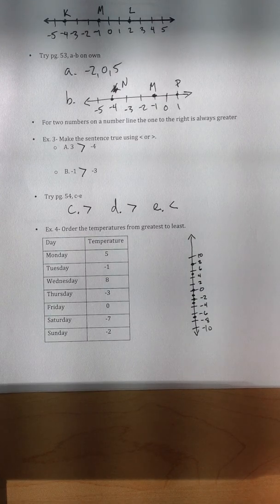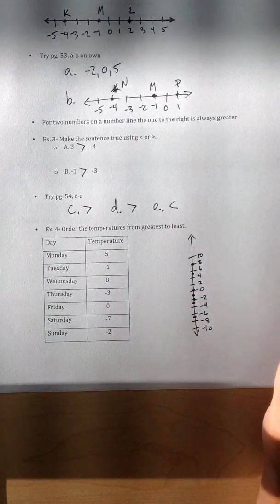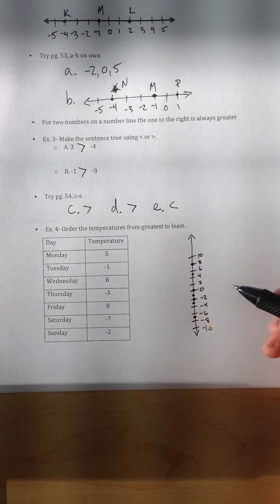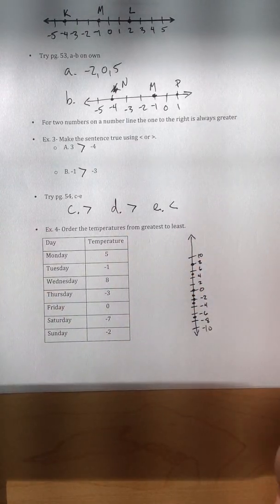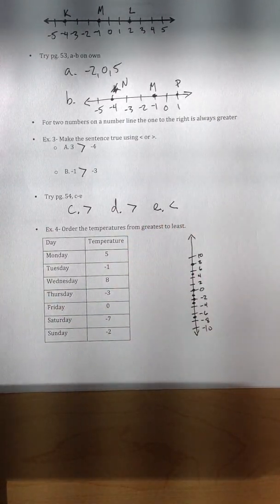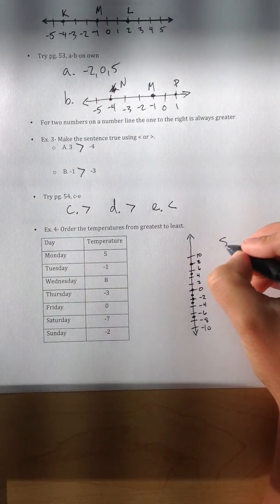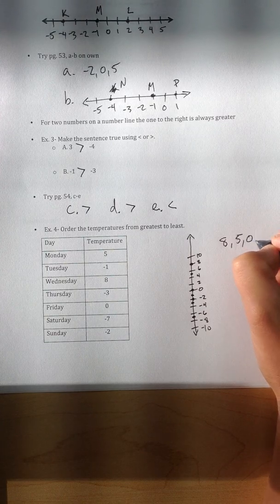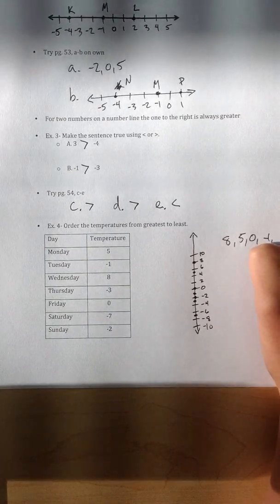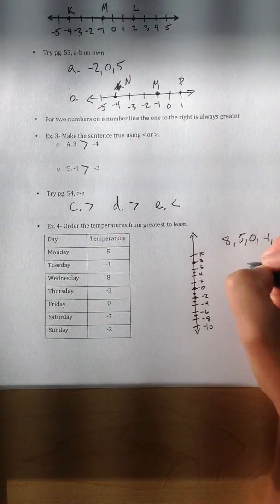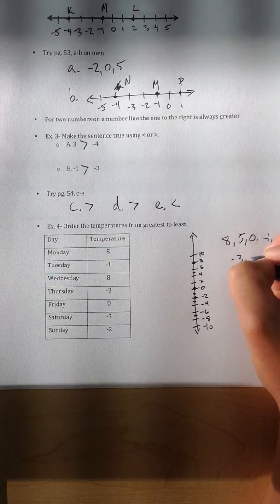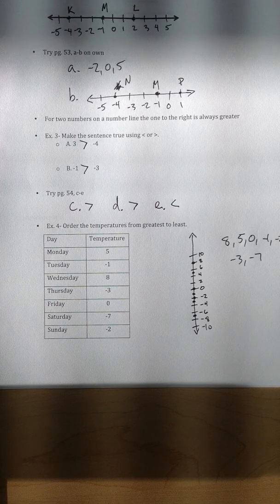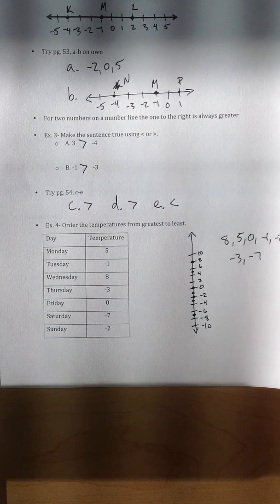Okay, so they want us to order these from greatest to least. So if we're looking at the greatest number here, that would be our highest point on the number line. Or if we're looking at a right to left number line, it would be the furthest to the right. So in this case, that would be 8. Next one is 5. Then 0, -1, -2, -3, and -7. So 8 is the greatest and -7 is the least.